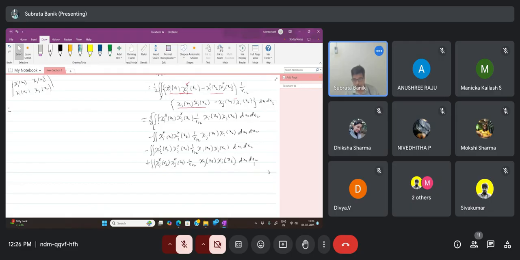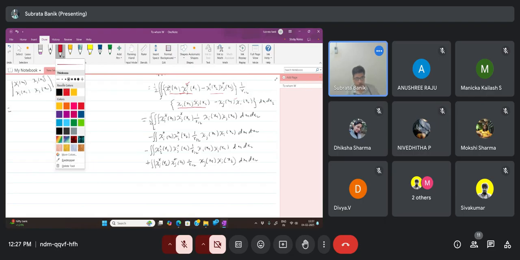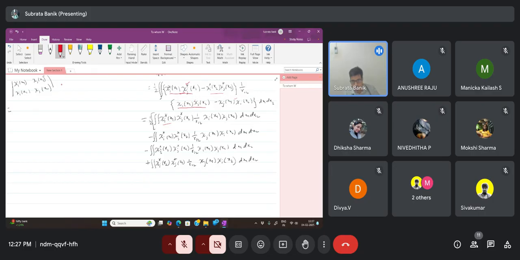Now look at this, the first one and the last one. There is a similarity between the first one and the last one. What do I have? I have chi i star of x1, and here I have chi i of x2. Look at this term and this term.